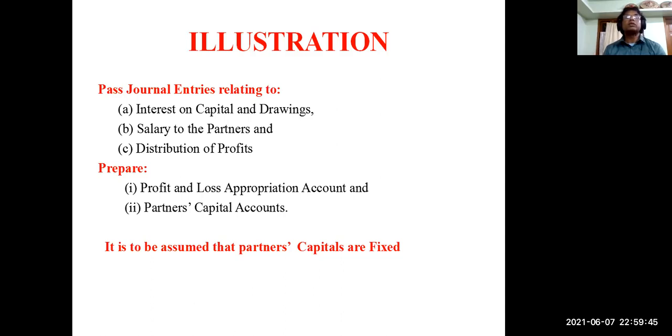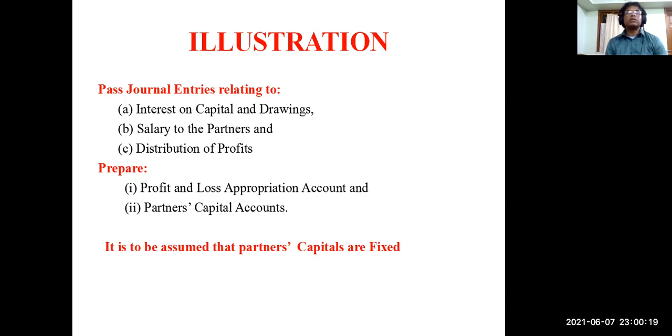You have to pass journal entries relating to interest on capital and drawings. Then you have to give a journal entry for salary also. This is a complete problem. Then you have to show the distribution of profit. So these are the journal entries, and then we'll prepare the ledgers. Number one, the profit and loss appropriation account. In the other video I gave the format last time, so we have to do it practically now. You have to also prepare the partners' capital account.